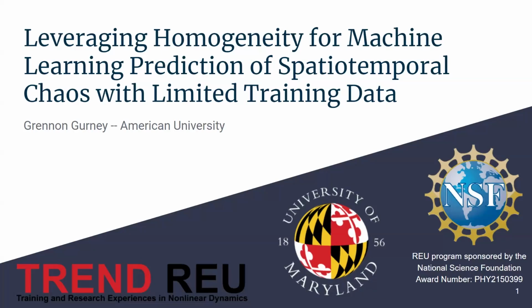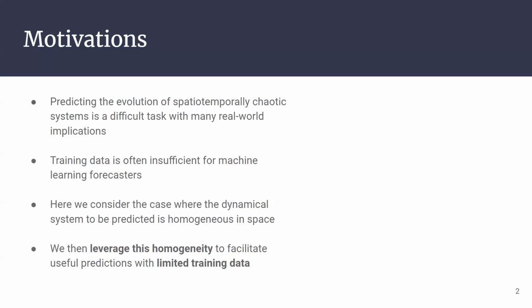Today I'll be talking about leveraging homogeneity for machine learning prediction of spatiotemporal chaos with limited training data. Going into this project, we're motivated by the fact that a lot of real world systems have spatiotemporal chaos. Weather patterns are a very prevalent example, but in many cases, there's insufficient training data for creating machine learning methods that can predict the future evolution of these systems. In order to rectify this, we consider the case where dynamical systems are homogeneous in space and leverage this homogeneity to facilitate useful training predictions with limited data.